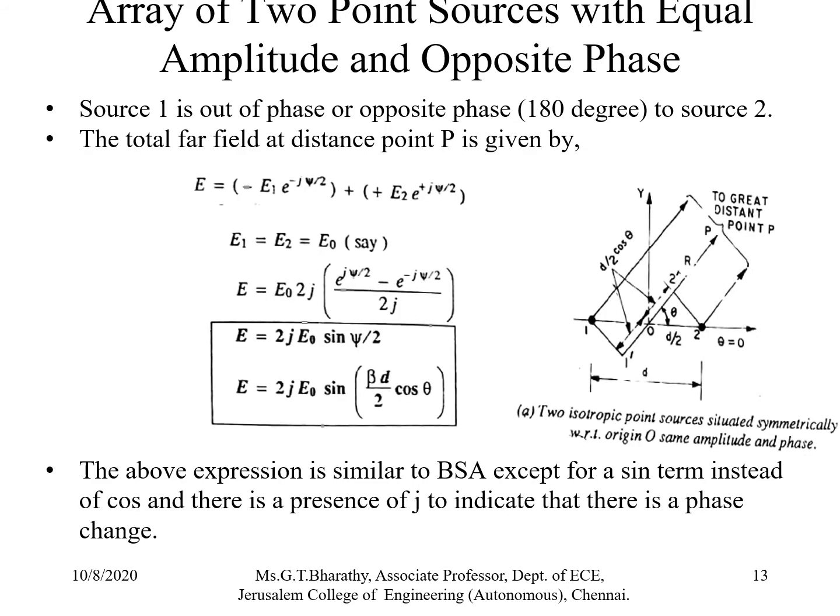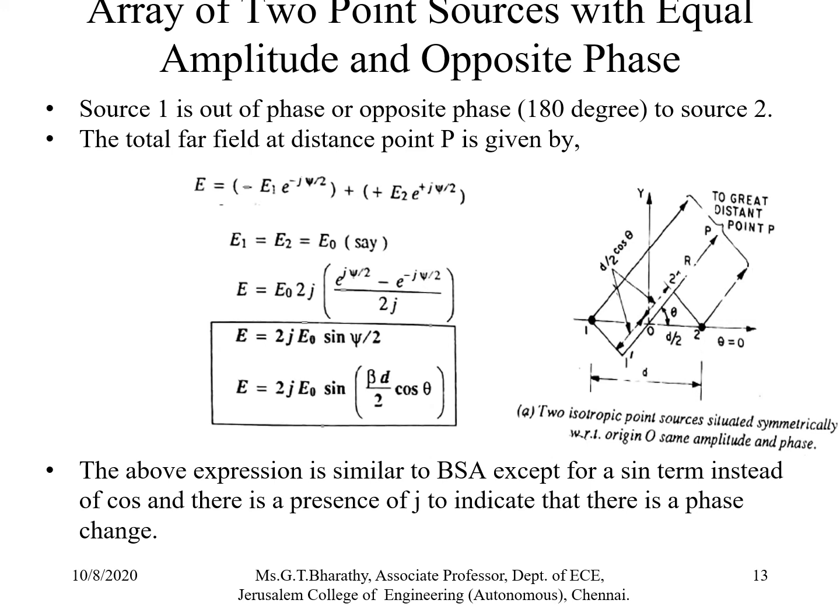So moving on to the next category, that is array of 2 point sources with equal amplitude but opposite phase. It is similar to the previous diagrammatic representation, except that the phase is going to be 180 degrees opposite. So we can see that the diagram is same, where you have 2 point sources kept at symmetrical points from the origin. Distance between 1 and 2 is d, distance between O2 and O1 is d by 2.